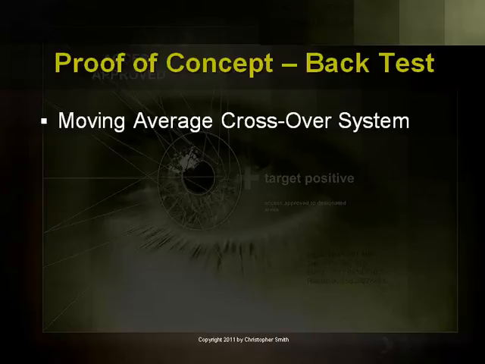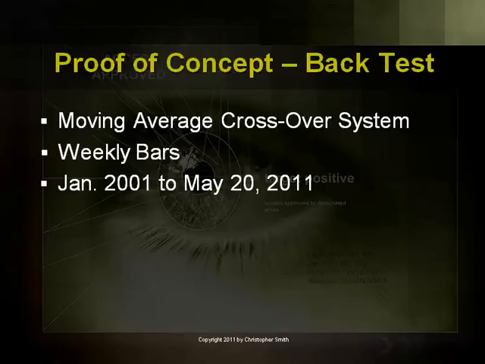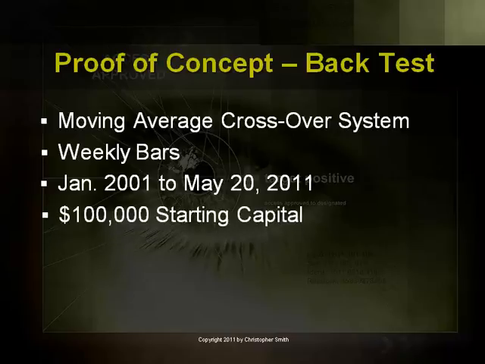And what we're going to look at is a moving average crossover system, and we're going to use weekly bars as opposed to daily bars. And we're going to test it from January 2001, so the beginning of 2001, through May 20, 2011. All right, so that's the basic parameters of the test. We're going to use $100,000 starting capital, so assume you had an investment account with $100,000 in it. And we're going to allocate 100% of the capital, so there will be no portion of that $100,000 left in cash.